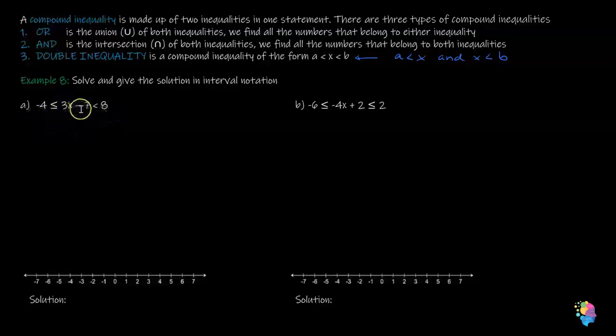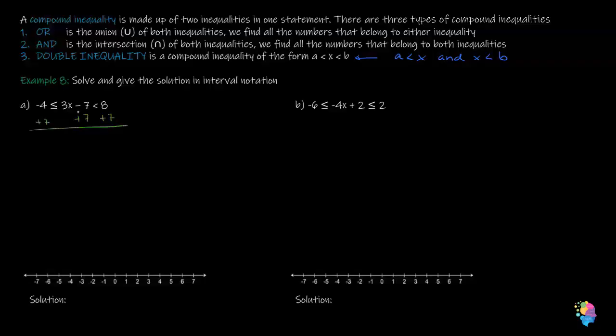I have 3x minus 7 in the middle. First, I'm going to move, just like before, anything that is being added or subtracted. So I need to move this minus 7. So the way that we move a minus 7 is to add 7 to the middle, but now we also add 7 to the left and add 7 to the right.